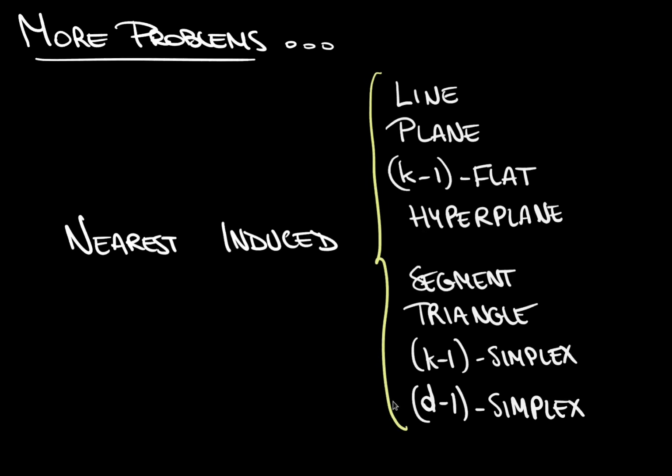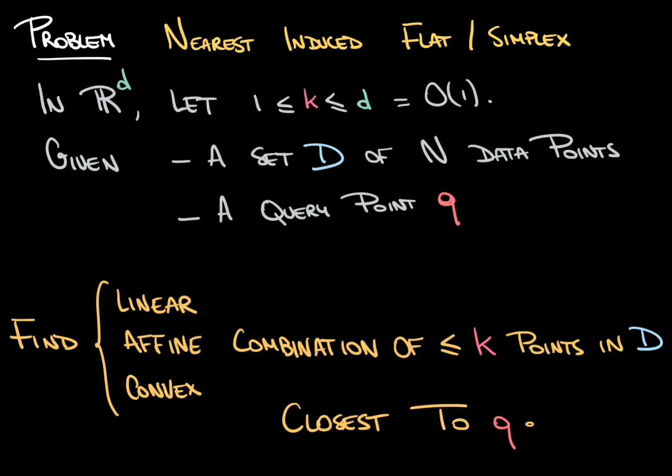There are more ways to generalize the nearest neighbor problem. Starting from the nearest induced line problem, where a line is defined by 2 data points, we could instead search for the closest plane defined by 3 data points, or the closest k-1 flat defined by k data points, or the closest hyperplane defined by d data points. We could also generalize the nearest induced segment problem by replacing the segment defined by 2 data points by a triangle defined by 3 data points, or a k-1 simplex defined by k data points, or a d-1 simplex defined by d data points. We can encapsulate all those different generalizations by a single definition depending on a few parameters.